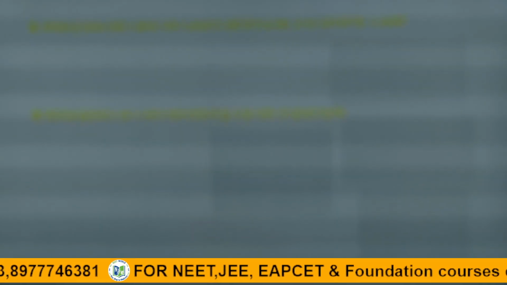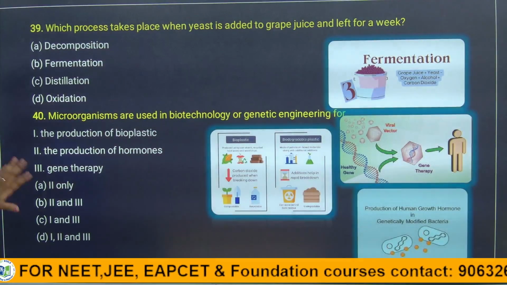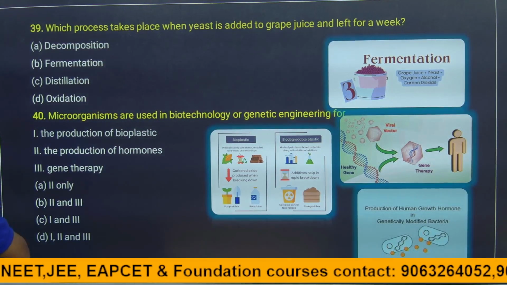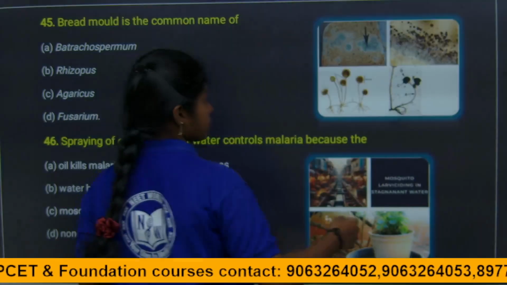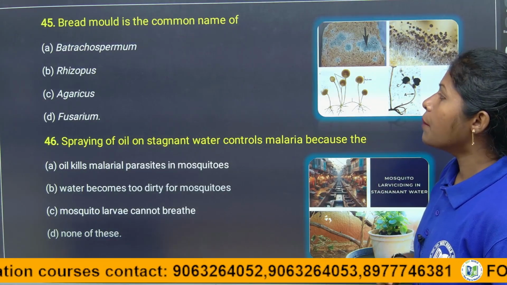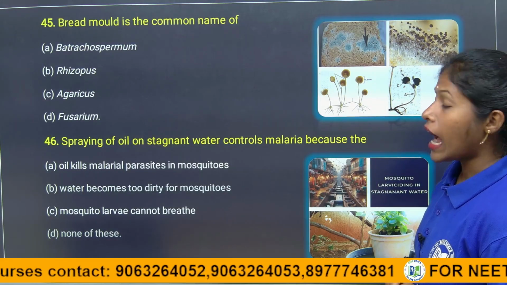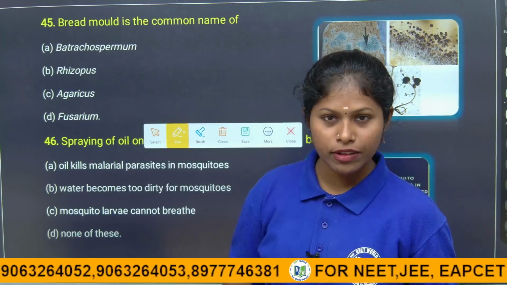Yes, till now we have discussed up to 40 questions, children. So don't be late and let's do the next questions. The 45th question they asked is: bread mold is a common name of. The remaining 10 questions are the level 2 questions, and then level 2 will be completed, children.